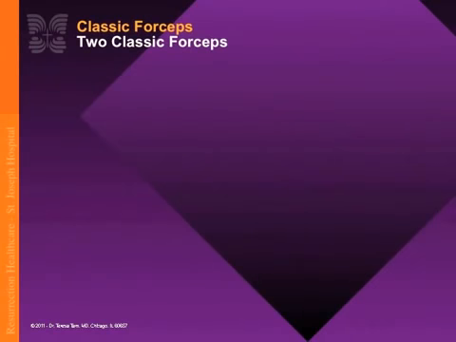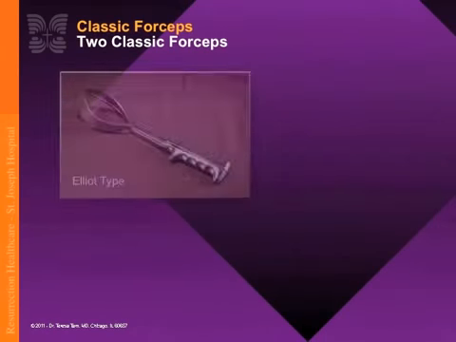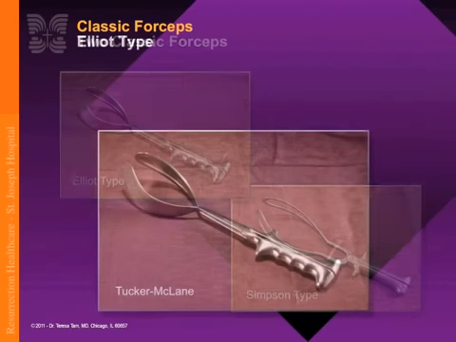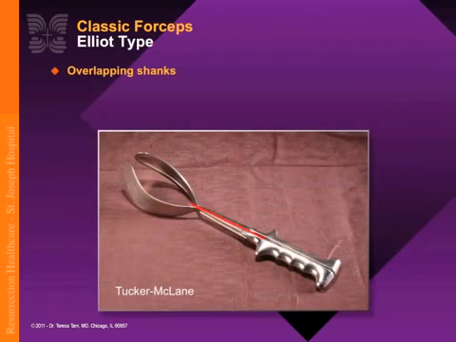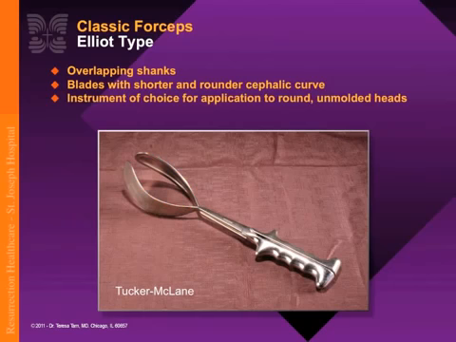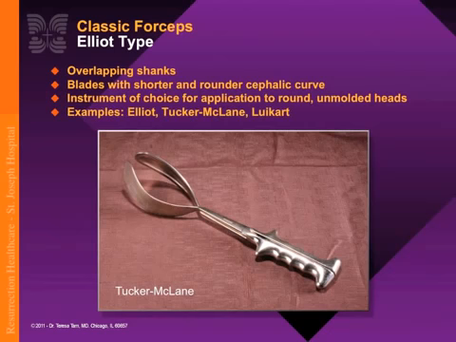There are two classic forceps used in obstetrics today, the Elliott type and the Simpson type forceps. The Elliott type forceps have overlapping shanks, shorter blades, and shorter, rounder cephalic curves. The most popular Elliott modification is the Tucker-McLean, which accommodates round and molded heads. The Leuchart forceps is another example.